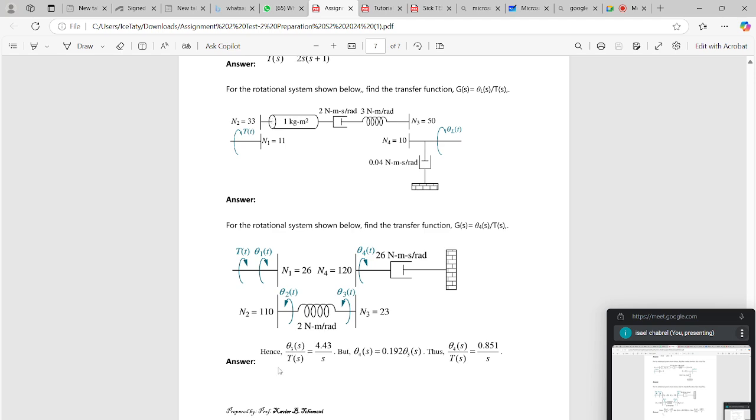Okay, here we only have the final answer. Find the transfer function g theta 4 over this. Mr. Kotso.